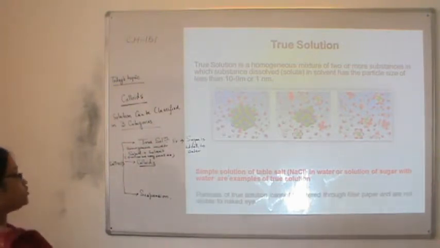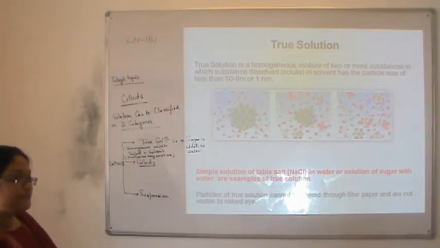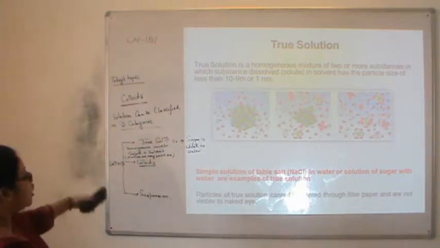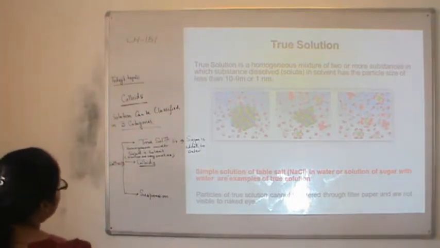In true solution, particles cannot be filtered through filter paper. These particles pass through filter paper and are not visible to the naked eye. This is called true solution. Now, what do you mean by suspension?